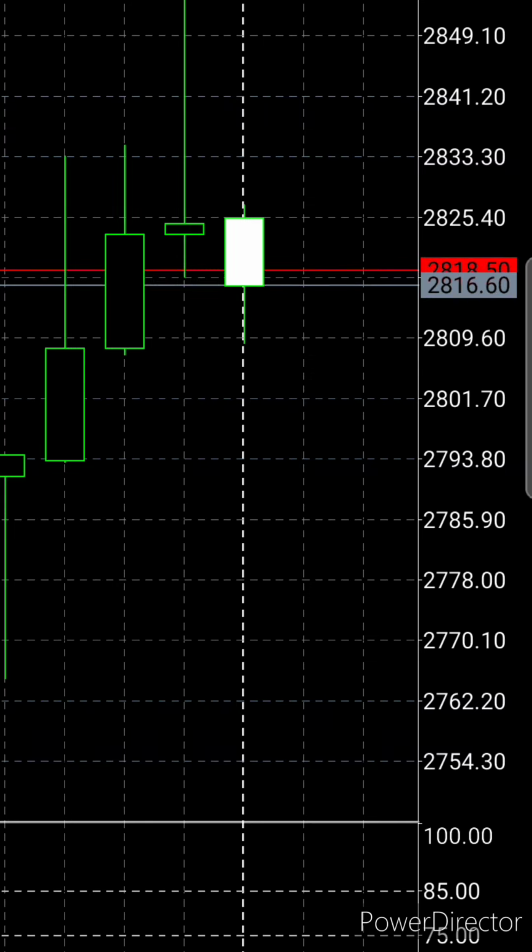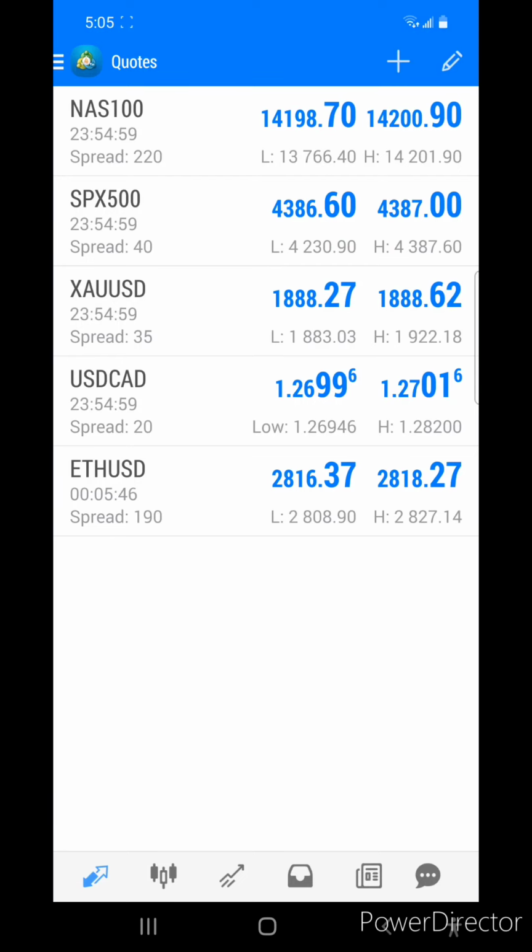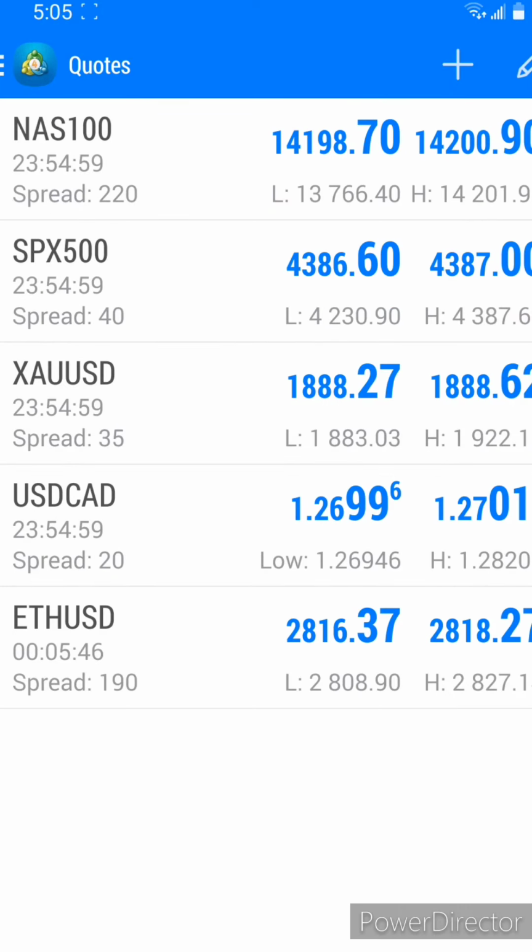The space between the red line and the gray line is called the spread. See, Ethereum spread is 190. You can see the currency pairs, what their spread is. You can see NASDAQ up there, their spread whenever they closed at Friday at 5 p.m.